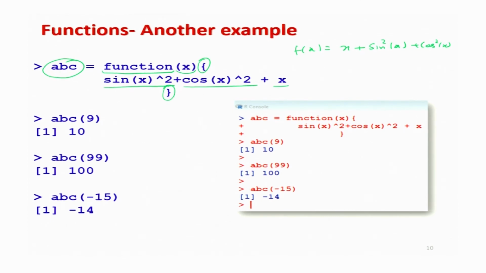So you can see here, when I execute it on the R console and give x equal to 9, what will happen? Sin square 9 plus cos square 9 will become 1, and 1 plus 9 will become 10. Now if you take x equal to 99, then sin square 99 plus cos square 99 will become 1, and then 1 plus 99 will become 100. And similarly, if you take abc(-15), that means you want to execute the function at x equal to minus 15, and this will give you the value 1 minus 15, which is minus 14.